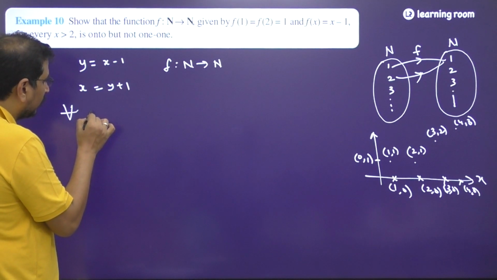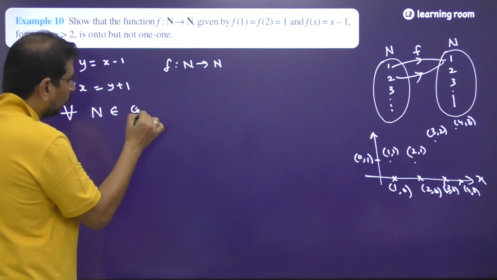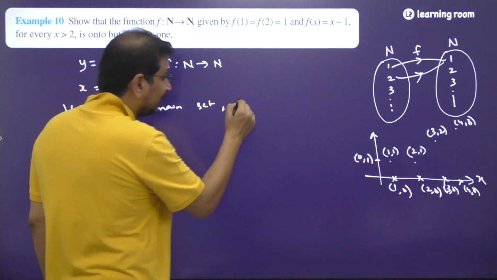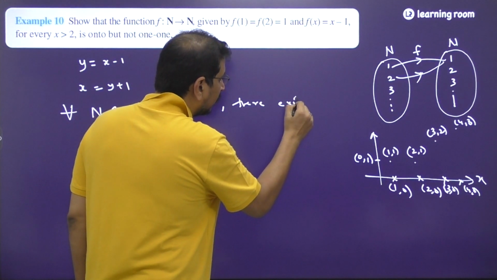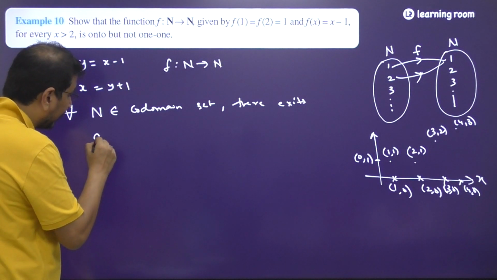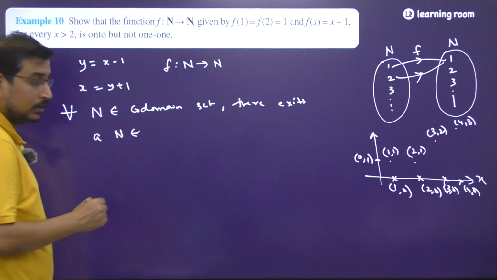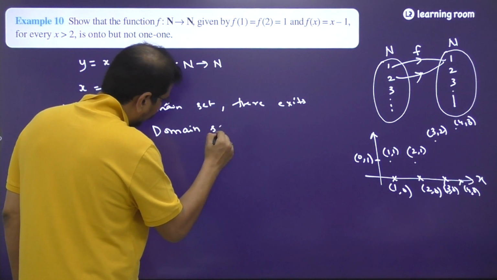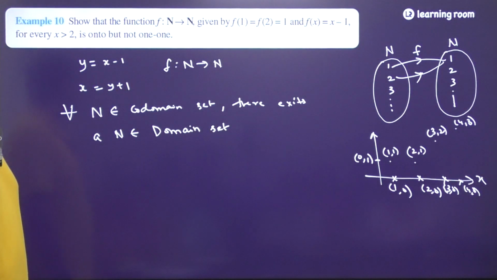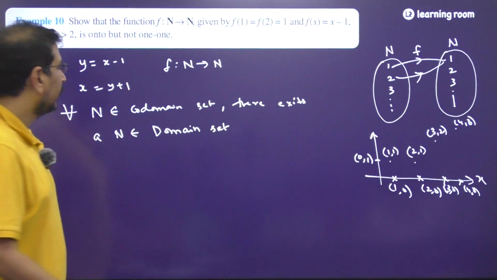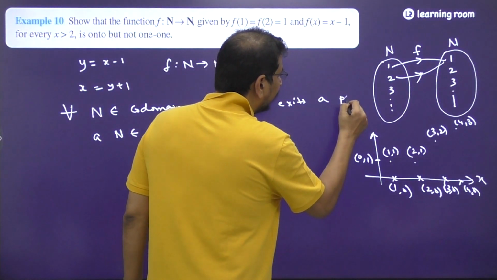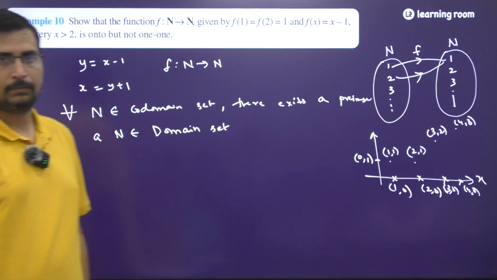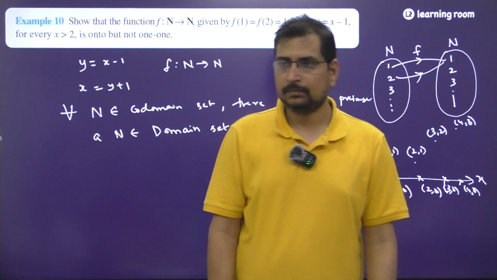For every n that belongs to the codomain set, what will you say? There exists a natural number that belongs to the domain set, which is, what is it? You call it pre-image, no? Correct. Be confident. There exists a pre-image. You can either say there exists a pre-image from which set? From the natural number set that belongs to the domain. Right? Everything is the same.